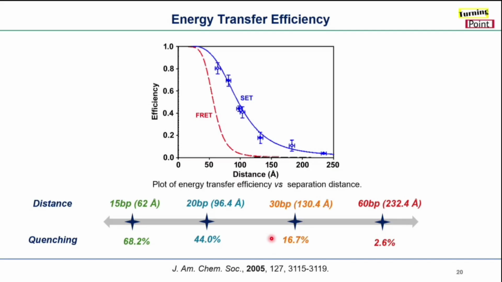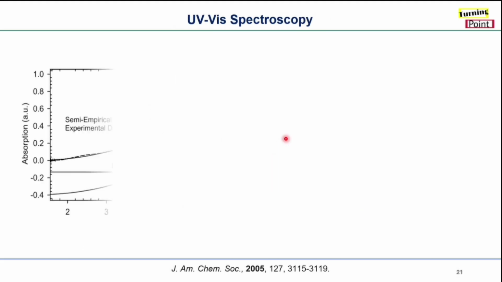So importantly to note that even at larger distances, this nanosurface energy transfer shows a measurable energy transfer. So now let us understand the fundamental origin of this behavior using UV-visible spectroscopy and the theoretical modeling of this Au nanoparticle cluster.